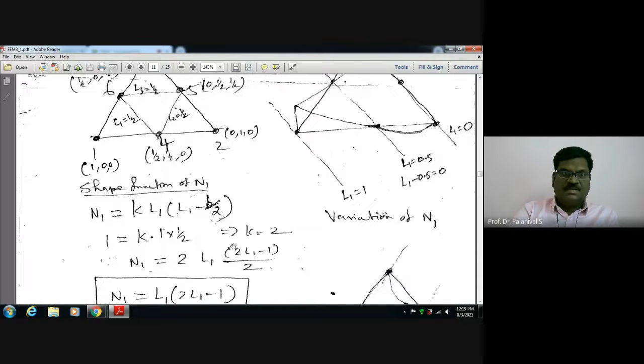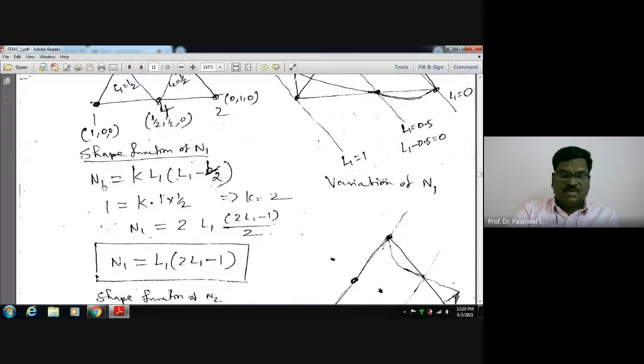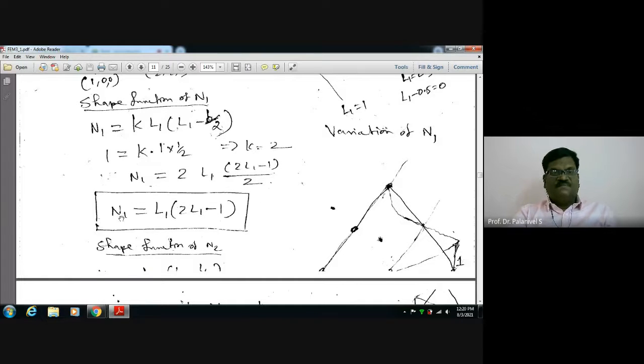N1 has unit value at node 1. At that time, L1 also has unit value at node 1. Substituting, we get k equal to 2. If you substitute, N1 equals L1 into 2L1 minus 1. So the shape function N1 is obtained as L1 into 2L1 minus 1.